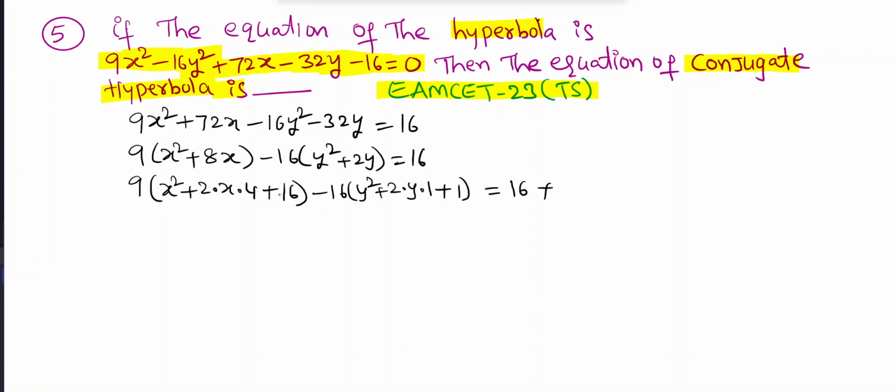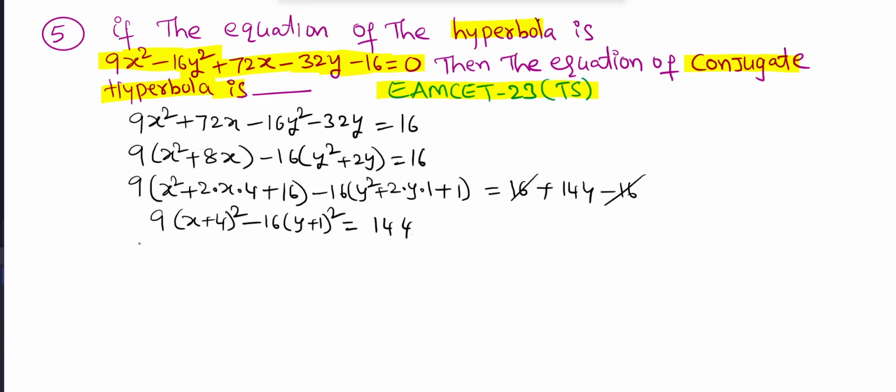Here we add 9 into 16, that is 144, and minus 16 into 1, that is minus 16. Both sides, 16 and 16 cancel. This is 9 into x plus 4 whole square minus 16 into y plus 1 whole square is equal to 144. This is the hyperbola equation.